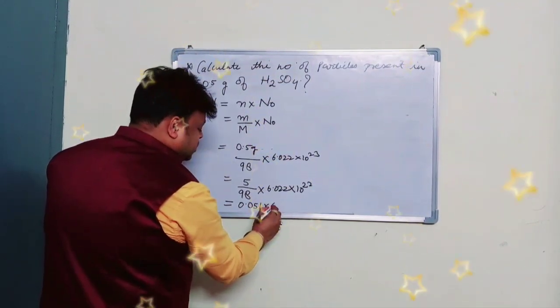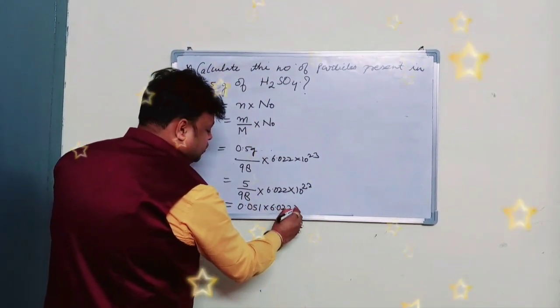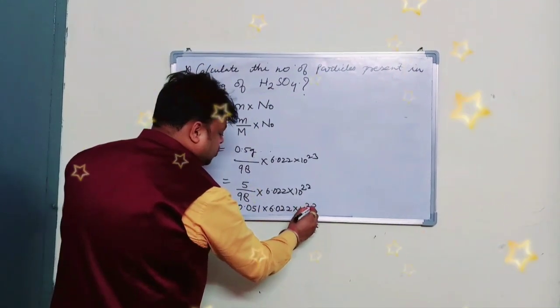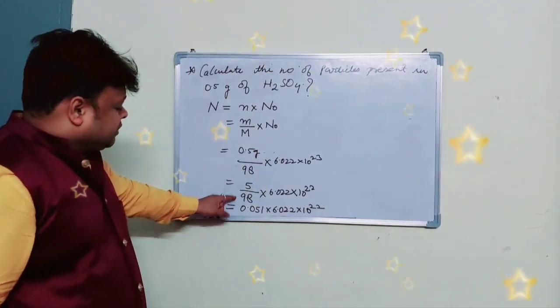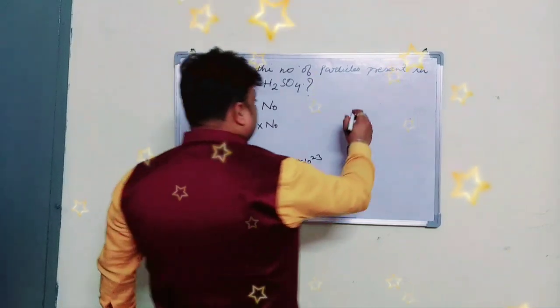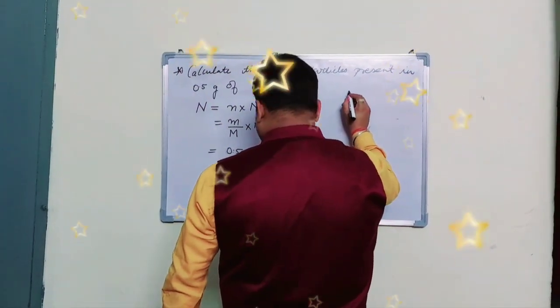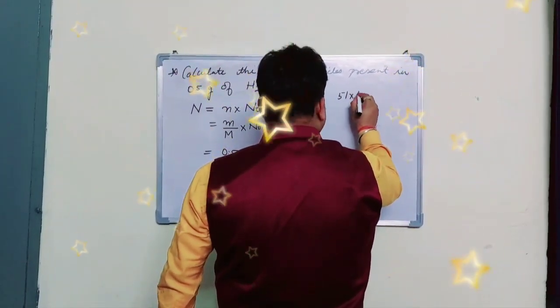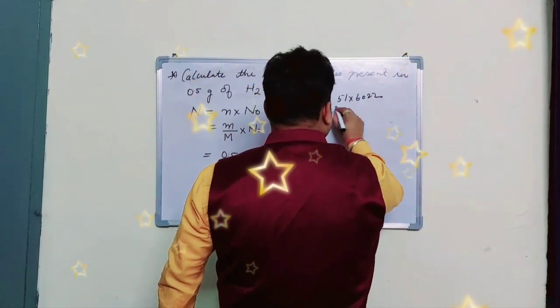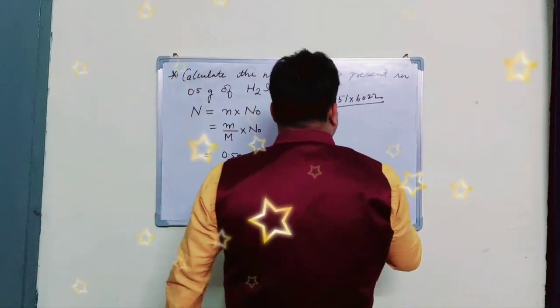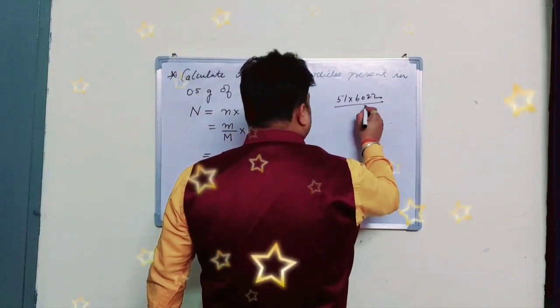So it will be 0.051 into 6.022 into 10 to the power 22, right? This reading we get after dividing it. Now what we have to do is multiply 51 by 6.022. Just multiply it. So it is simply 2 1 2 to 5.